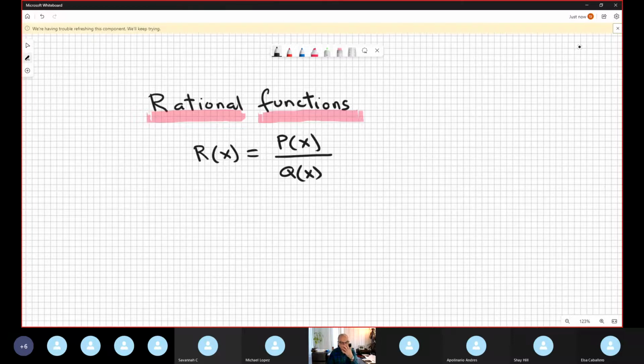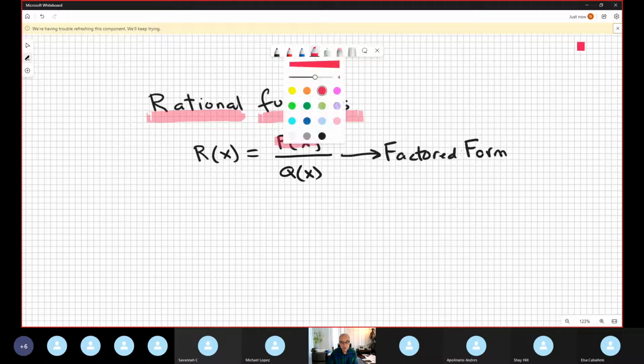P numerator, Q denominator. And the first thing that you should do, I explained last class, is express this in factored form. In other words, your factorization, you see your skill in the factorization. Factorization of the top and factorization of the bottom, both, right? Now we can determine the domain.